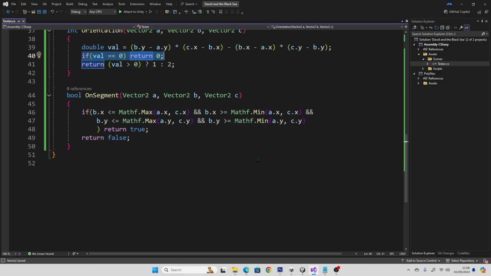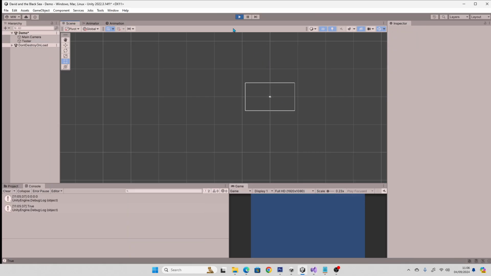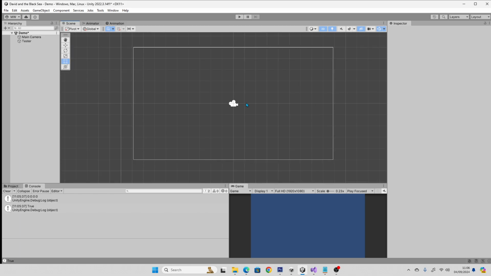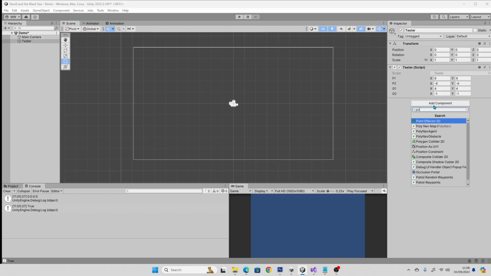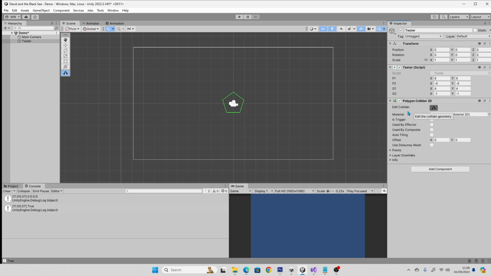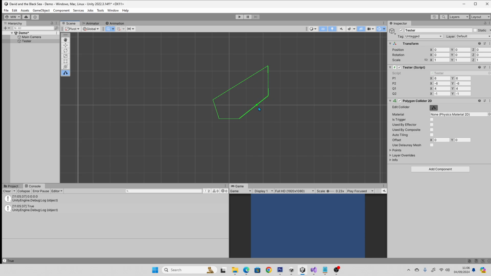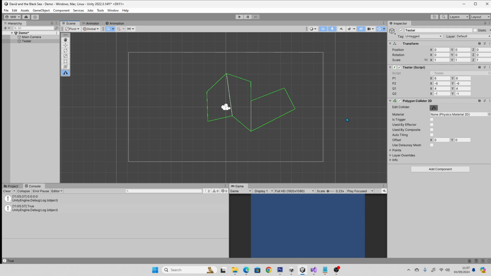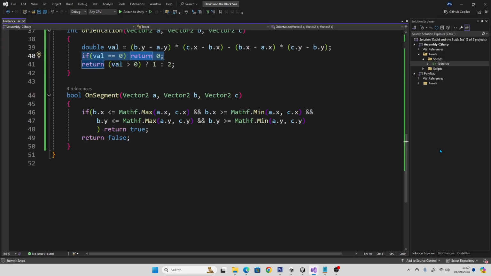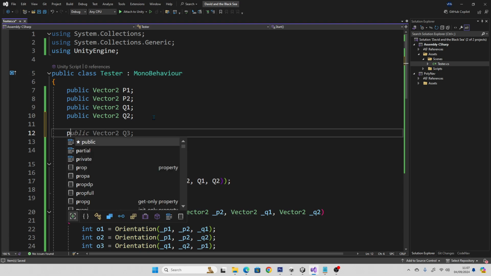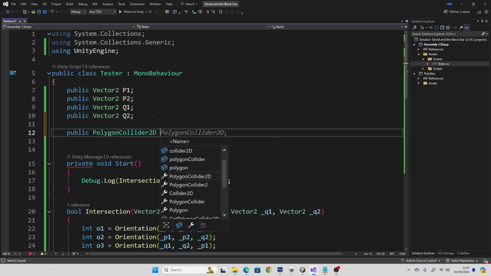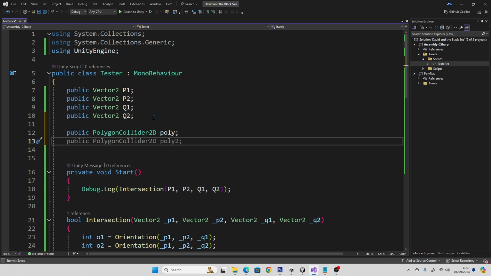The next thing I want to look at is taking a polygon and creating a border on it. So let's add onto this tester a polygon collider. And let's give it an interesting shape. That's good enough. Okay, so on this shape here, I am going to need to get it into the tester. Let's give ourselves public Polygon Collider 2D, just call it poly. And I'm going to need quite a few different things in order to get this to work.